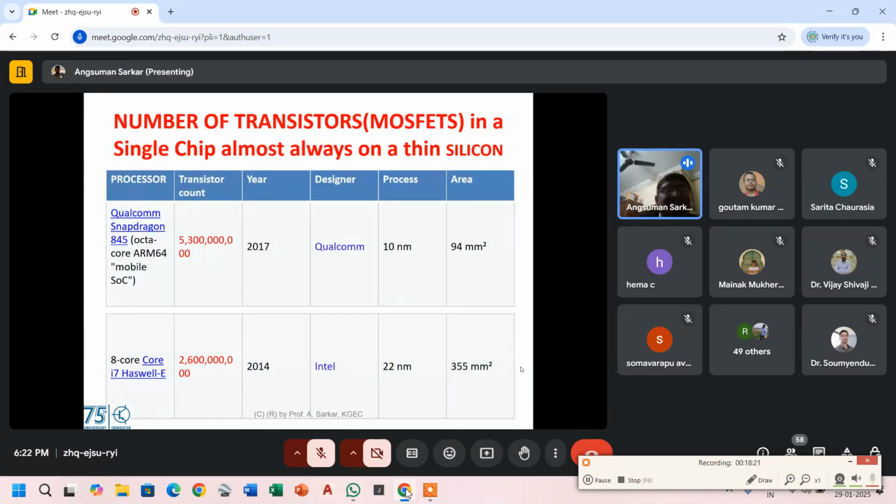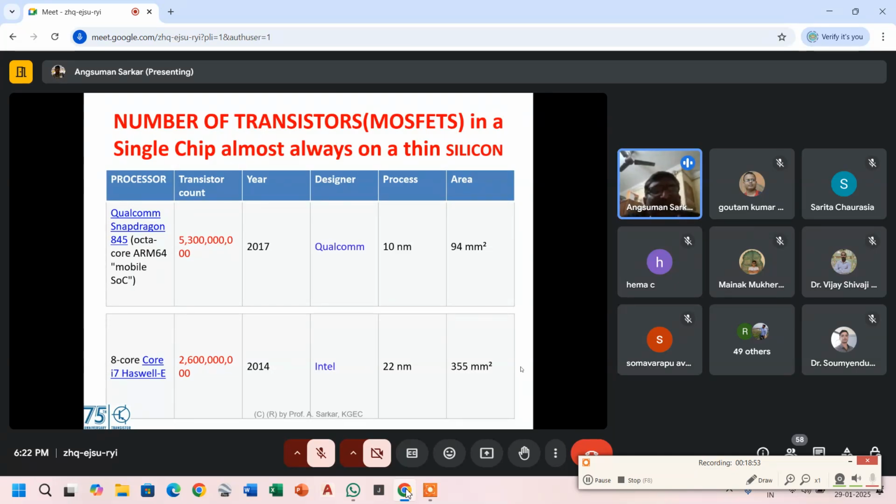So number of transistors. Let us consider the number of transistors. For that, we have taken two very common processors. One is the Qualcomm Snapdragon processor, octa-core. This is an ARM64 mobile SoC, we can call it. Normally, we used to find it in mobile. It's a SoC, system on chip, and it is basically an ARM type processor, 64-bit ARM type processor. We commonly call it the Qualcomm Snapdragon processor. It's a very popular processor.